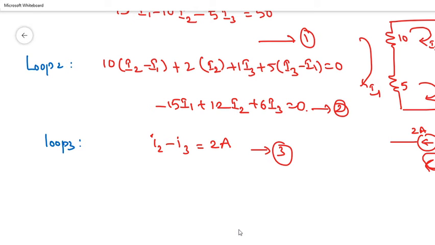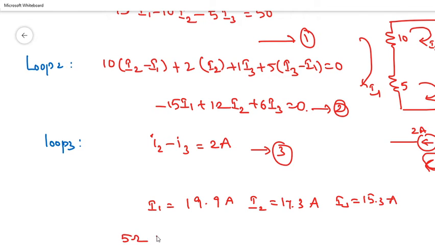By simplifying equations 1, 2 and 3, you get the I1 value as 19.9 amps, I2 value as 17.3 amps, I3 value as 15.3 amps. So we need to calculate the current across the 5 ohms resistor. The current that passes through that 5 ohms resistor is I3 as well as I1. So how are we going to calculate that? We need to take either I1 minus I3 or else I3 minus I1.